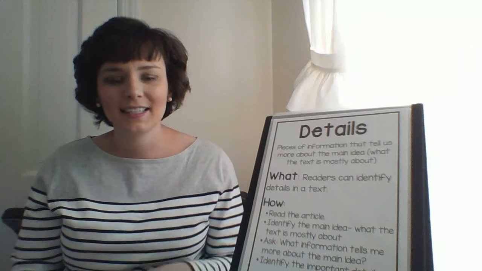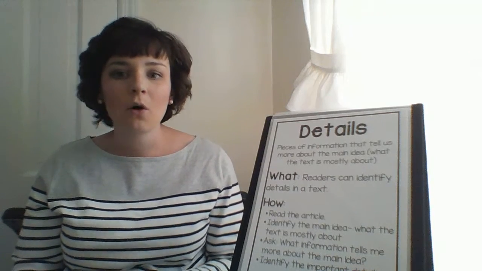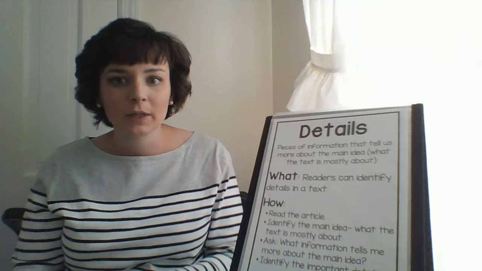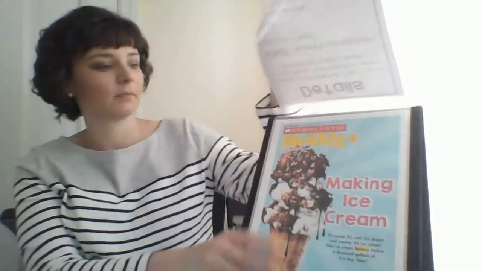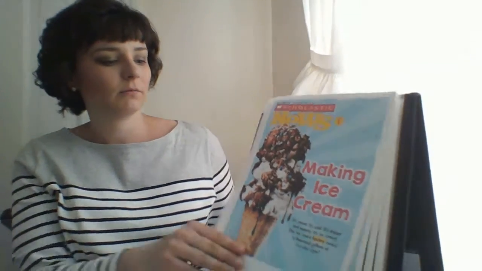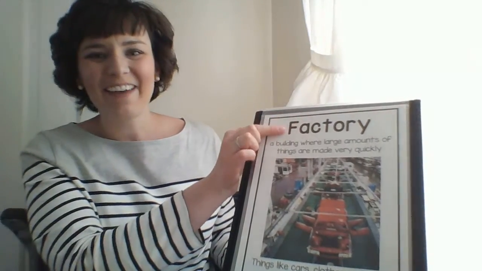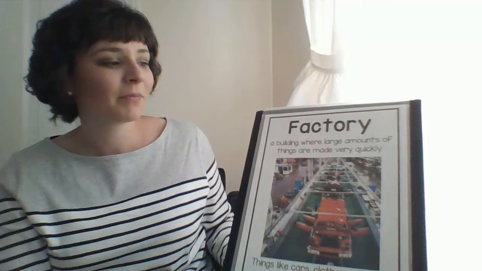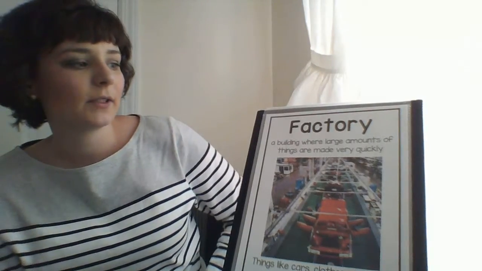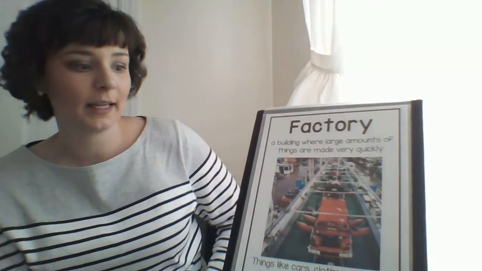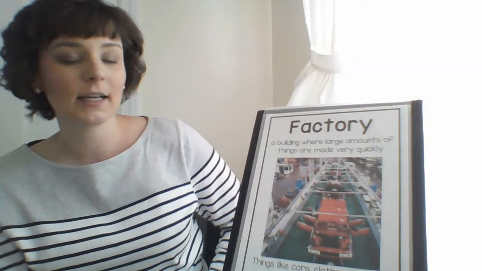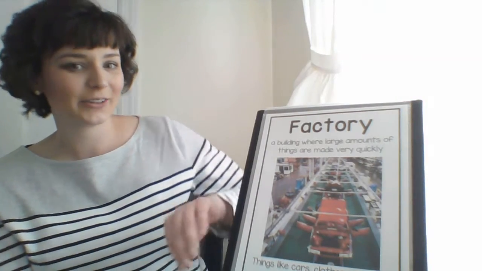Before we identify the details in our story, we're going to go over some of those tricky vocabulary words that we're going to hear. So, let's get to our words. Our first word is factory. Can you say that word? And that's a building where large amounts of things are made very quickly. Cars, toys, and clothes are all made in a factory.